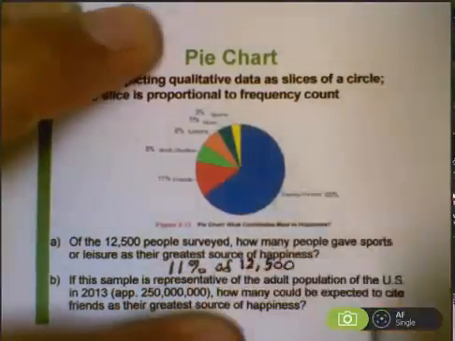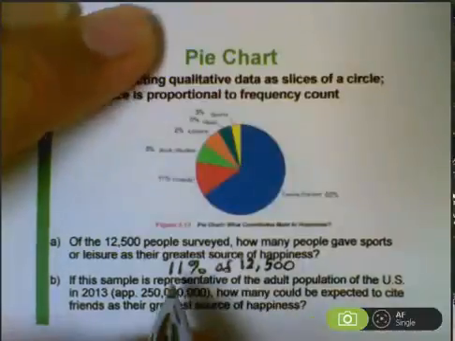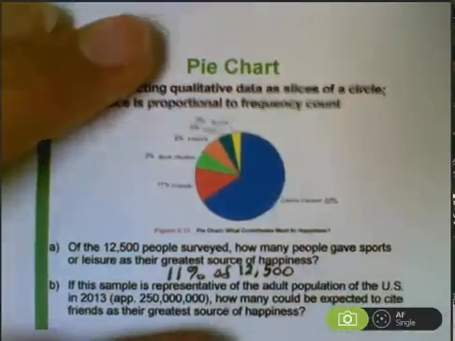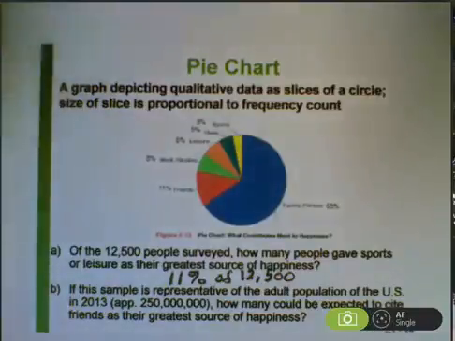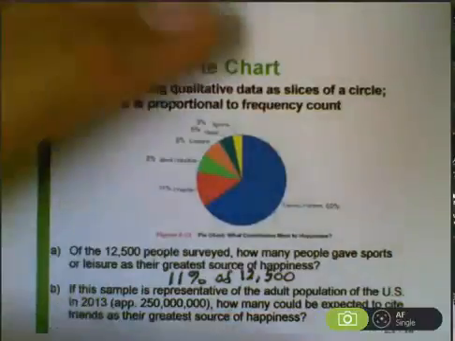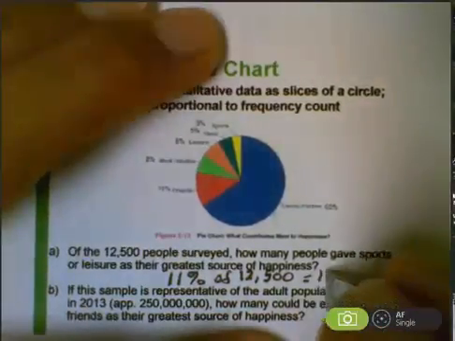12,500. And remember, to find that, we just multiply 0.11 times 12,500 is 1,375.